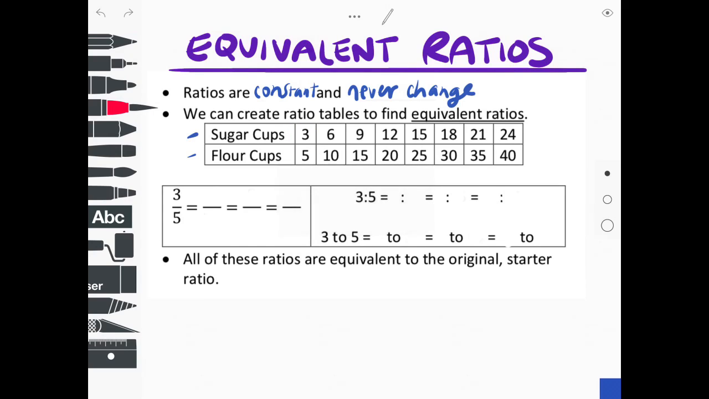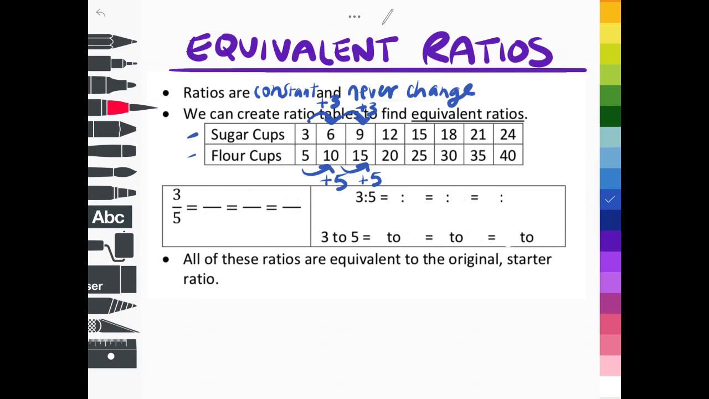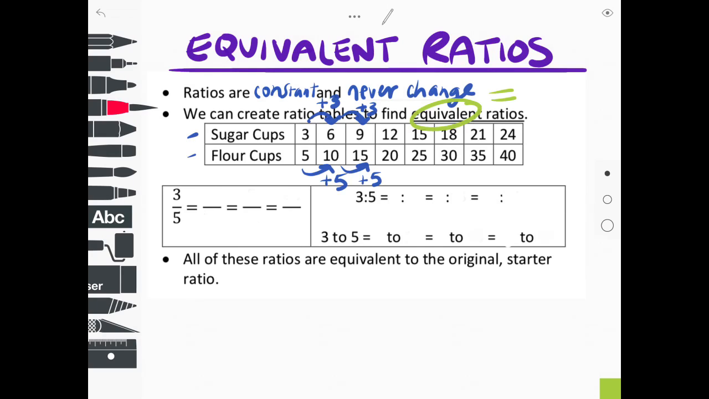And that told us that for every 3 cups of sugar that we added to a recipe, 5 cups of flour were added. So plus 3 cups of sugar, plus 5 cups of flour, plus 3 cups of sugar, plus 5 cups of flour. So we can actually use this ratio table to help us find equivalent ratios and to recognize equivalent ratios. And before we continue, equivalent we've used in the past when we were doing equivalent expressions. Equivalent just means equal. They're equal to each other.